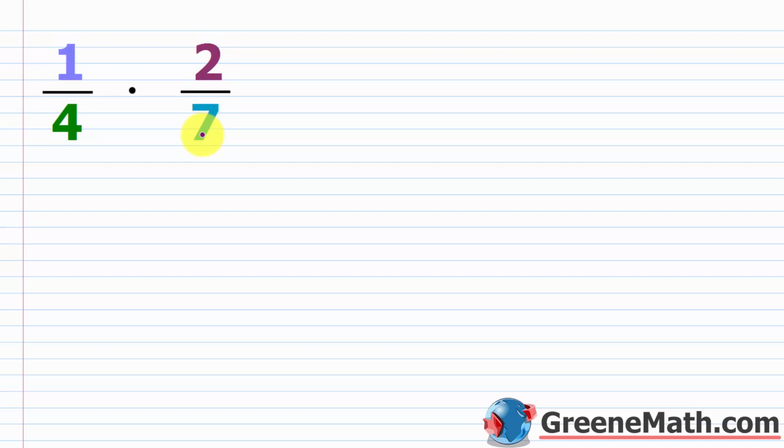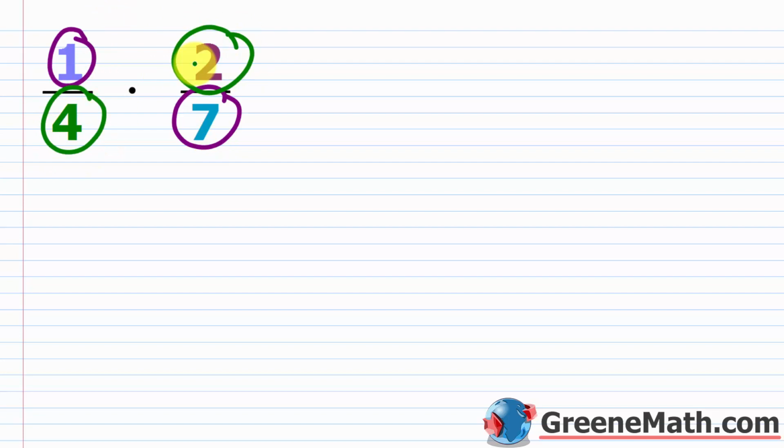Then I want to look to cross cancel. So in other words, I want to look here and I want to look here. Anything I can cancel? No. So then I want to look here and I want to look here. Anything I can cancel? Yes. 2 and 4 are both divisible by 2. If I divide 2 by 2, I get 1.